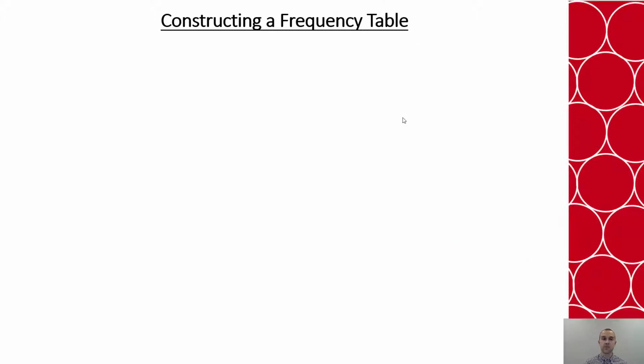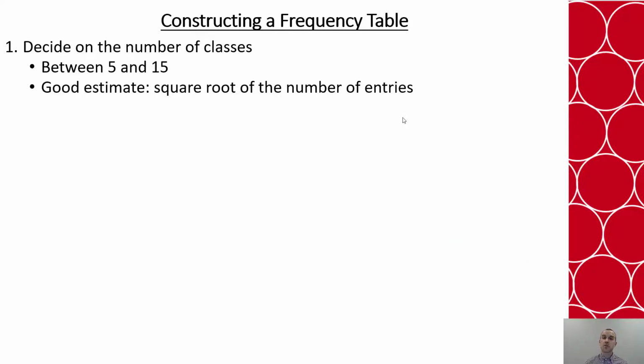Now when you construct your own frequency table, we first decide the number of classes that we need for the table. Often this is somewhere between 5 and 15 classes, and a good way to estimate that would be to say how many entries do you have and take the square root of that and get approximately that number based on the nearest whole number.